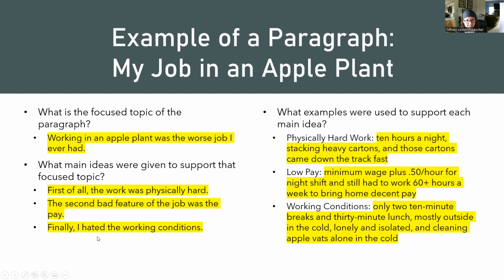His third main idea was how he hated the working conditions. In that section, he talks about how he only had 2 10-minute breaks and a 30-minute lunch, mostly outside in the cold, lonely and isolated, and cleaning apple vats alone in the cold. Those ideas all relate directly to the bad working conditions. They're all examples of the bad working conditions. And those bad working conditions are the third reason why it was the worst job he ever had.